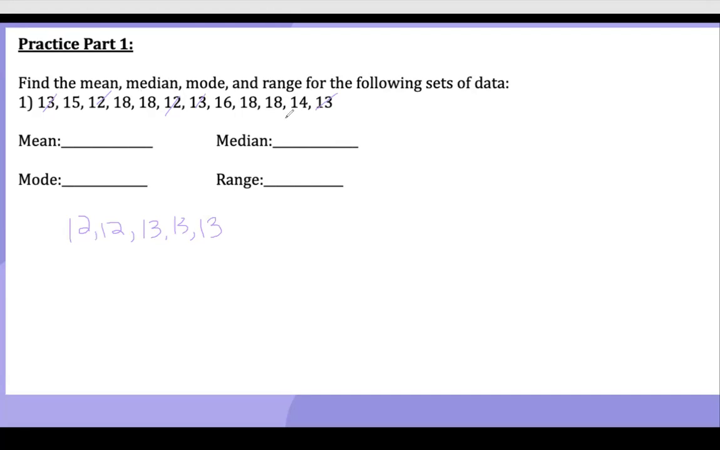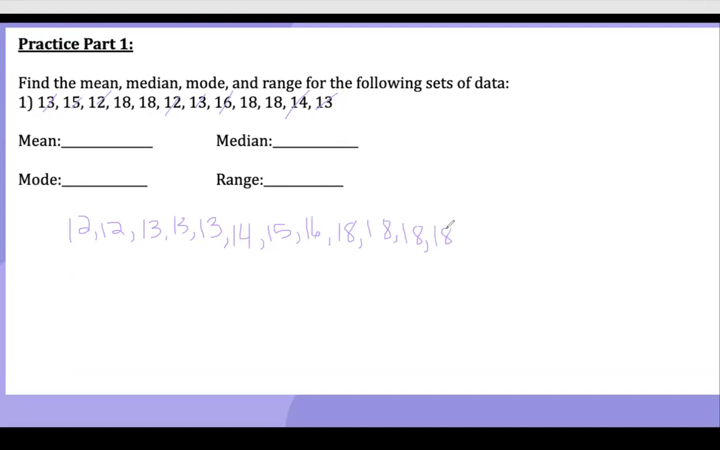Okay, and then I have 14 and 15 and then 16. And it looks like I have four 18s, 1, 2, 3, 4, and that completes my data set. So the first thing you want to do is rewrite your data in order from lowest to highest.